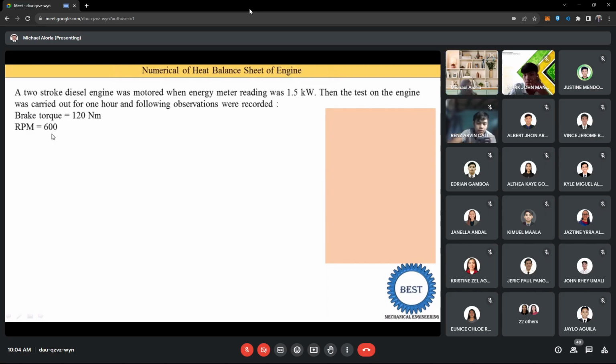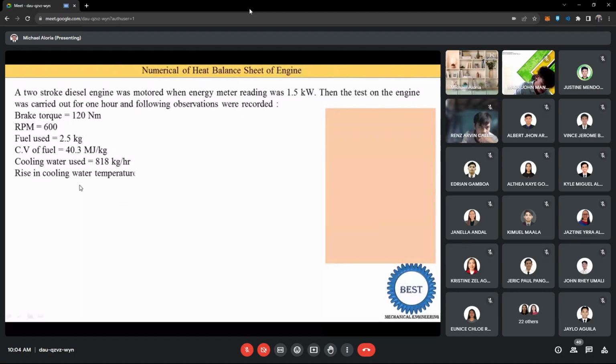First one is 1 hour. Fuel is 2.5 kg per hour, means in 1 hour 2.5 kg diesel is used. CV of the fuel, means calorific value of the fuel, is 40.3 megajoule per kg. Cooling water used is 818 kg per hour. Rise in cooling water temperature is 10 degrees centigrade.